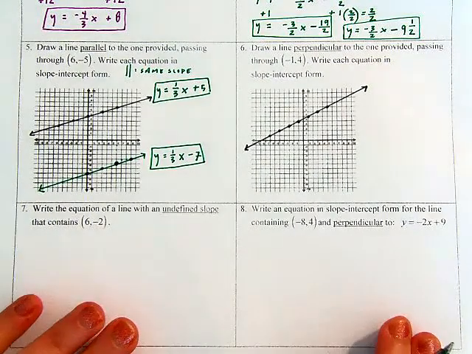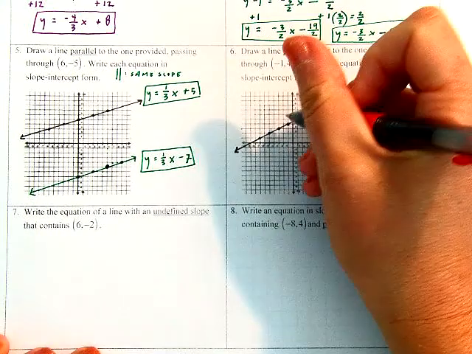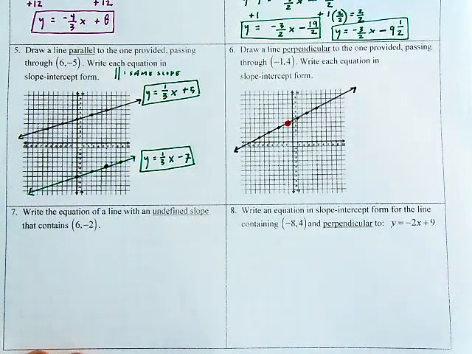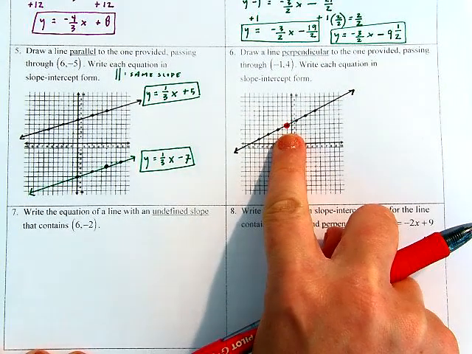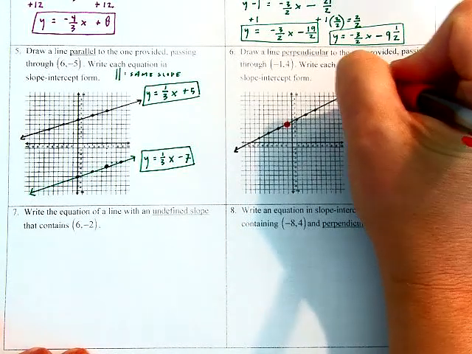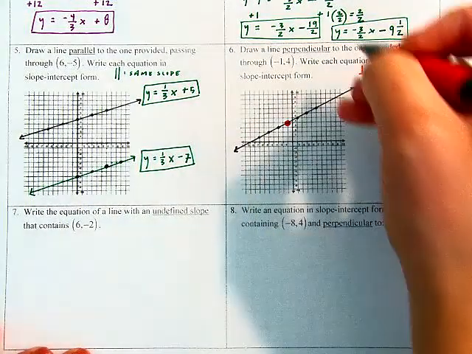Okay, problem 6. Draw a line perpendicular to the one provided, passing through -1, 4. So -1, 4 is right here. So we want a line that's perpendicular to this one passing through that point. So remember first off that with perpendicular, our slopes are opposite reciprocals.